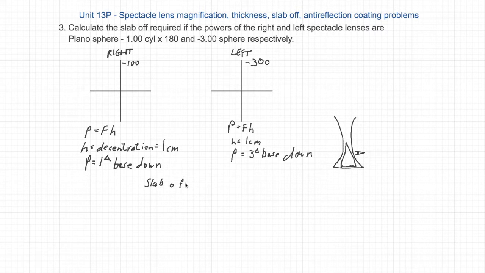So the slab off is done in the more base down lens, that's the left lens, and there'll be the difference of 3 minus 1, or 2 prism diopters slab off in the left lens.